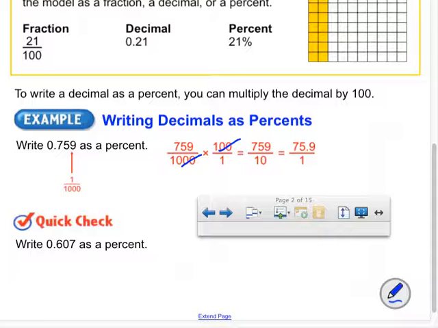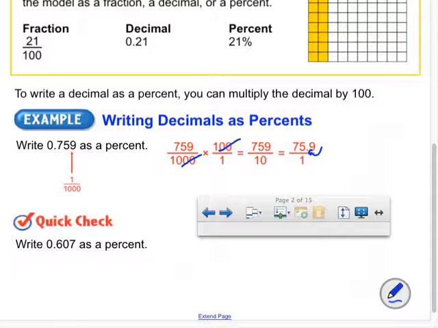So now I got 759 over 10, and that means I could just move my decimal because I'm dividing by 10, right? If I divide by something, making it smaller, I'm going to move my decimal over one place to get rid of that divide by 10. Do you guys understand that?